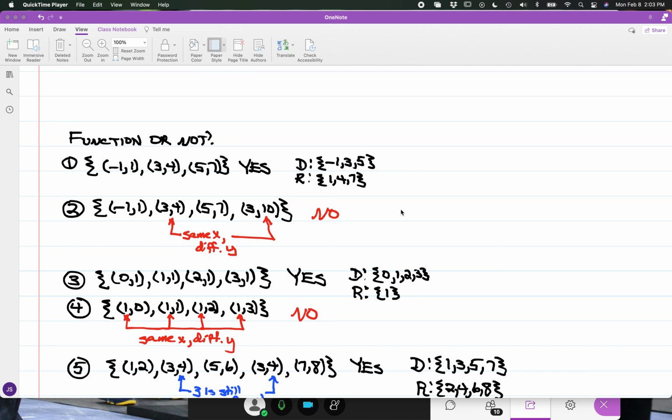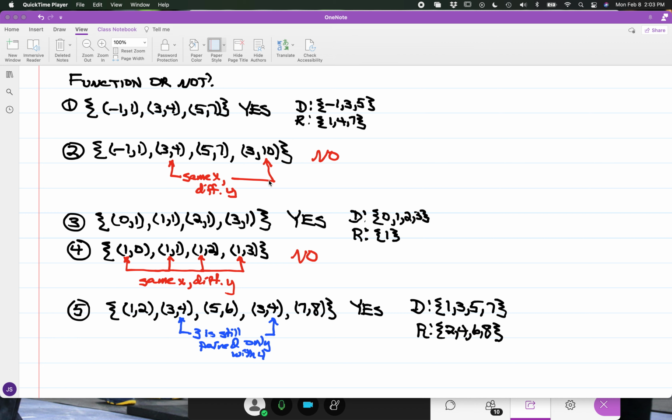as well as 7. And anytime you have a repeating x value and the repetition is with a different y value, then you're not going to have a function. So anytime you have repeating x values and the repetition happens to be where x is paired up with a different y value, it is not a function. And where we have functions, for each x value, there's only one corresponding y value.